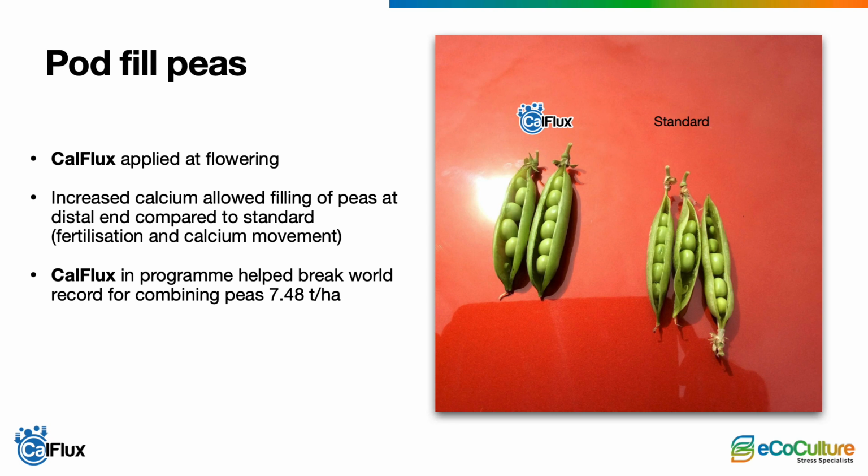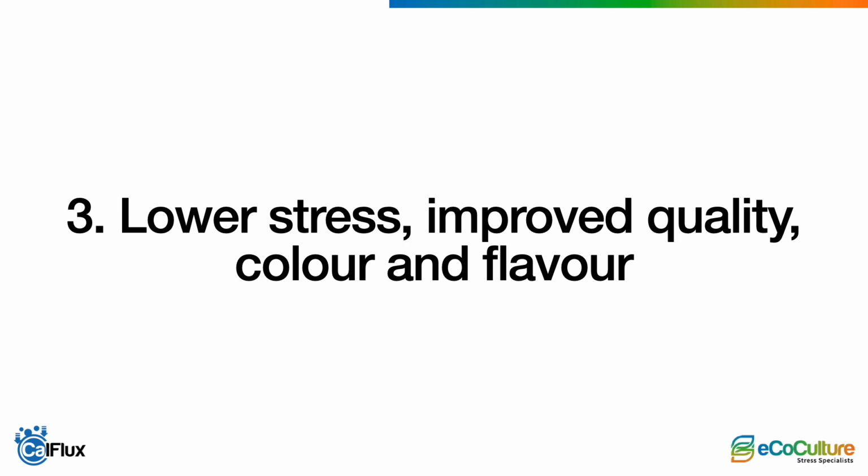Pod fill in peas. Calflux was applied at flowering. Increased calcium allowed filling of peas at the distal end, compared to standard. Fertilization and calcium movement: Calflux in the program helped break the world record for combining peas, at 7.48 tons per hectare. Lower stress improved quality, color and flavor.